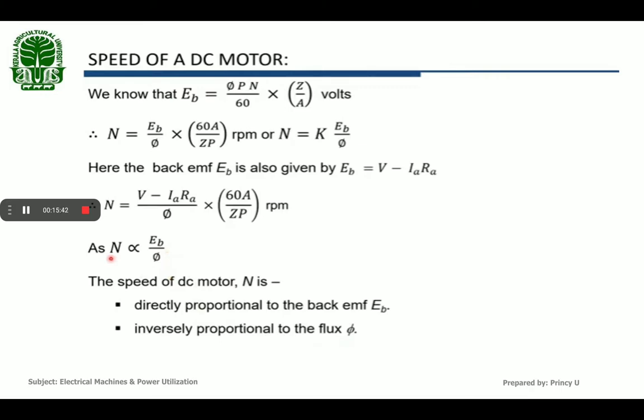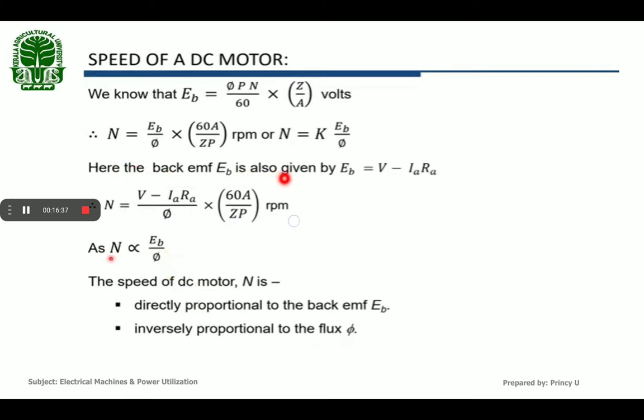We all know the equation for back EMF in terms of flux, number of poles, speed, total number of conductors and armature parallel paths. If we know these values, we can find EB, or from this equation you can find N. N is equal to EB by phi into 60A by ZP. Here 60A, the number of parallel paths, Z the total number of conductors, and P the number of poles are all constant values, so we can write it as K. So N is equal to K EB by phi. That is, speed is directly proportional to back EMF and inversely proportional to flux.